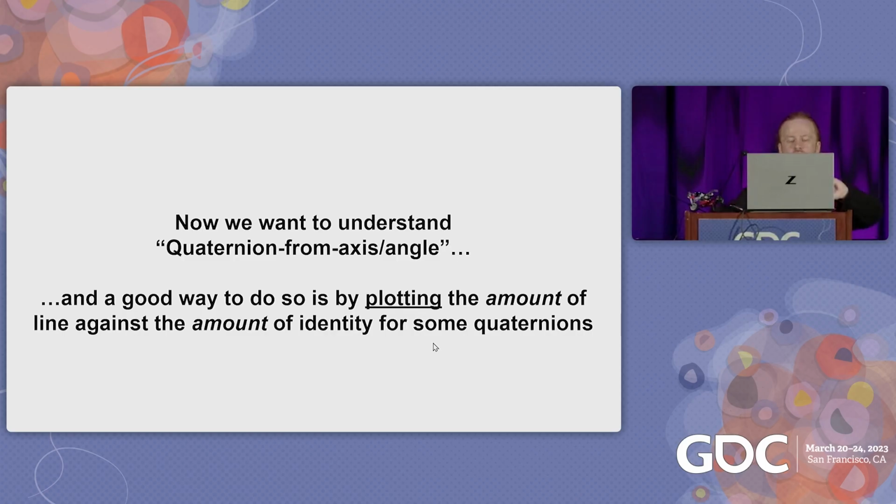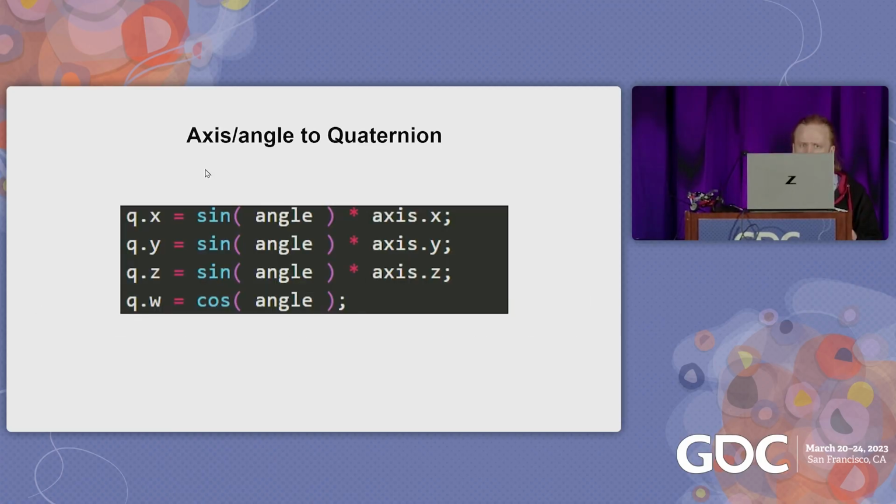All right, now we want to understand quaternion from axis angle. A good way of understanding this function is by plotting the amount of line against the amount of identity for some quaternions. Here's the function that we're talking about. We've got our angle, and we've got our axis, and the axis has an x part, a y part, and a z part, which makes sense. It's coming to us as possibly a vector or possibly a quaternion. It doesn't really matter for the sake of this code.